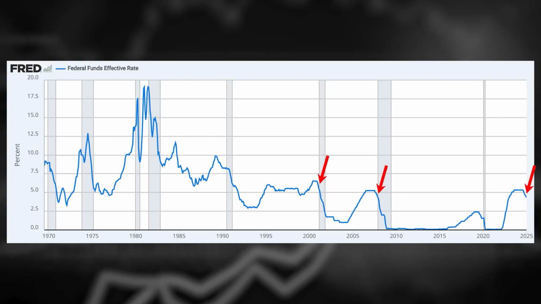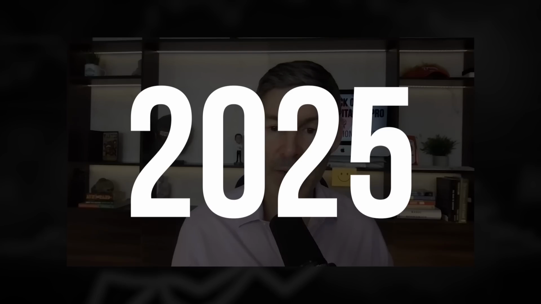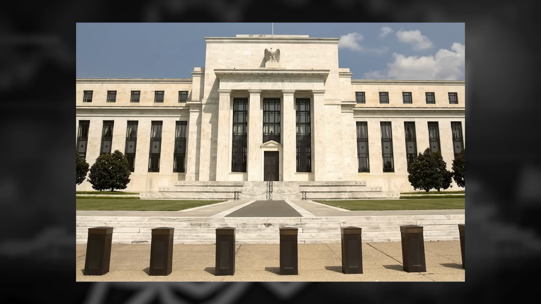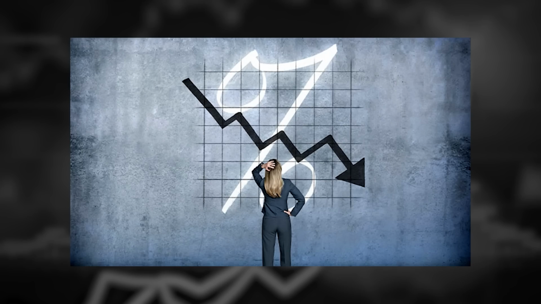It doesn't usually uninvert as a result of the long end of the curve, in other words, the 10-year Treasury yield, going up and continuing to go up. So what this would lead me to believe is the future for 2025 is probably, and again, there are no certainties, only probabilities, but most likely for the rest of 2025, the Fed is going to be cutting rates, and probably cutting rates more than most people expect.